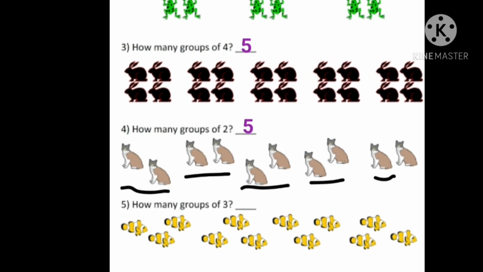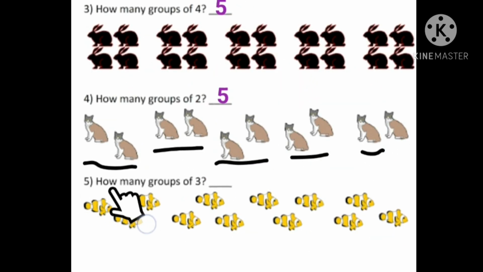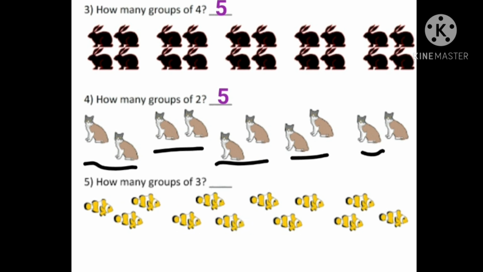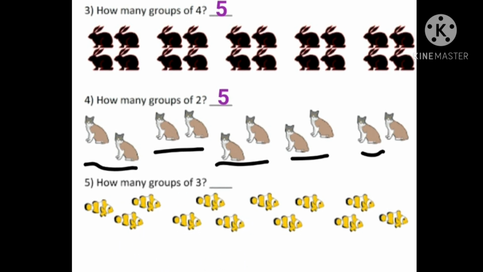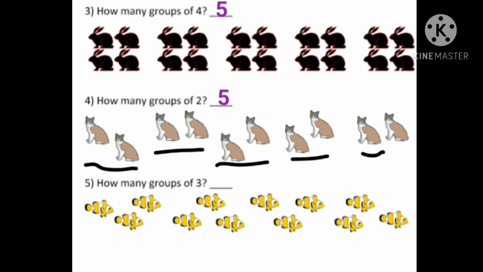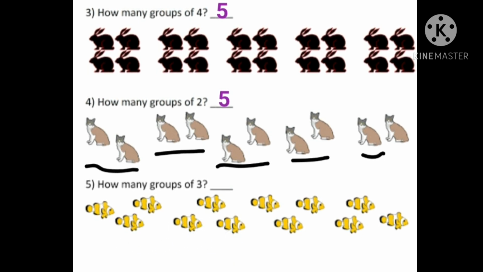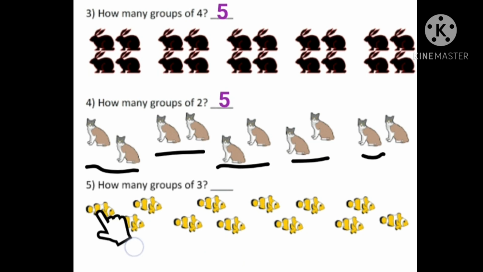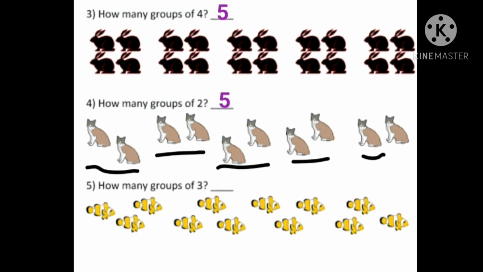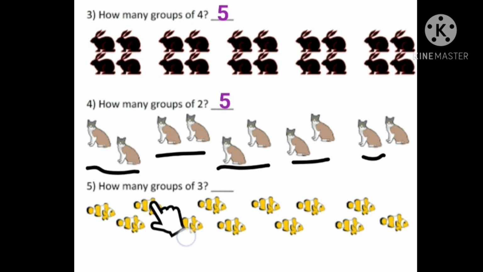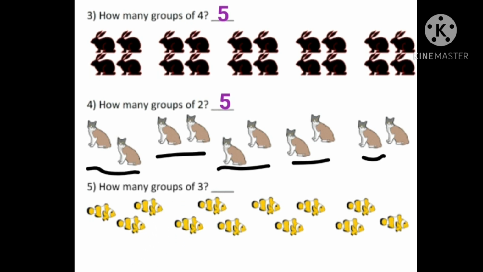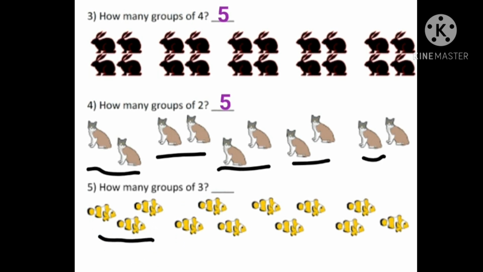Okay, now the fifth question. Fifth question, how many groups of 3? Here there's a picture of some fishes. So we have to make groups which contain 3 fishes. Okay, so let's count 1, 2, 3. Let's make these 3 fishes into a group. Okay. So this is the first group.